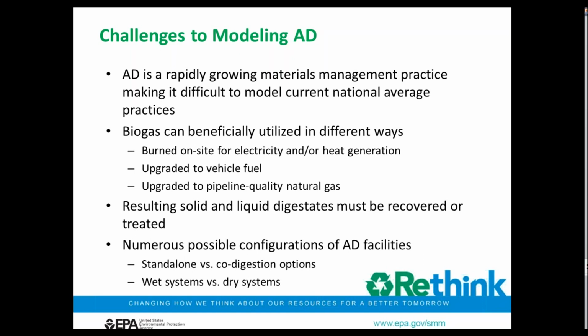And finally, there's a lot of different possible configurations of anaerobic digestion facilities. So you could have a standalone system, or very commonly there are co-digestion options. So we're looking at anaerobic digestion of food waste and yard trimmings, which are municipal solid waste materials, but non-municipal solid waste materials like manures and wastewater treatment sludge are often digested as well. So in many cases, food waste and yard trimmings might be co-digested with those materials. So there are co-digestion options that are very common. And then there are wet systems versus dry systems, which we'll be talking more about in just a second.